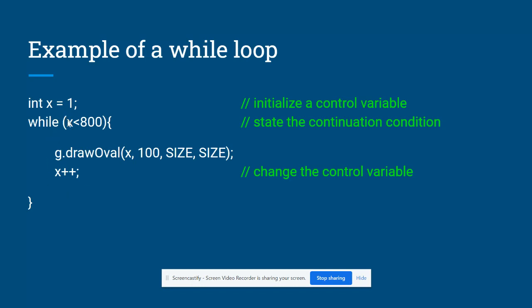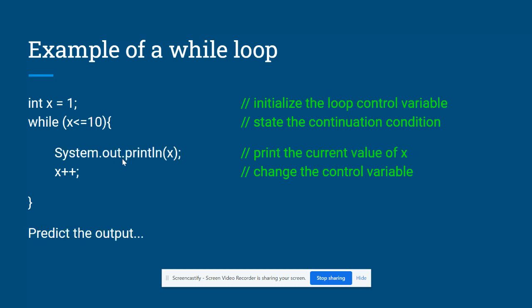Now, if it starts at 1, 1 is less than 800, that's true, so it goes in the loop. It's going to substitute in a 1 here and draw it 1 pixel over in the x direction on the screen. Then after it's done that, x plus plus means make x 2, do it again, x becomes 3, do it again. So all the way until 799 is the last time this is true, and the last time it'll draw it.